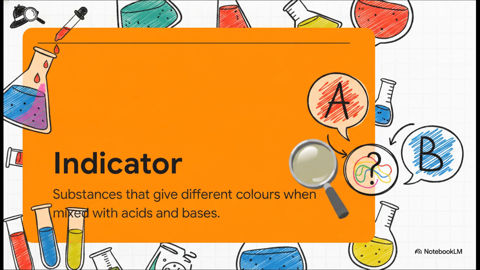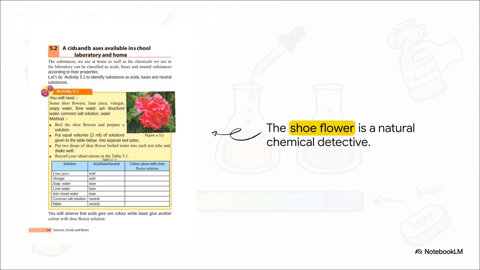Well, the solution to our little mystery is something called an indicator. According to our Unit 5 text, an indicator is basically a solution or substance that gives off completely different colors when it's mixed with acids or bases. Think of an indicator as our chemical detective, or even better, kind of like a translator. It takes that hidden chemical language of acid or base and translates it into a language we can instantly understand. Vibrant, unmistakable color changes. Now, you might be thinking you need a high-tech school laboratory to do this kind of serious science, but you really don't.